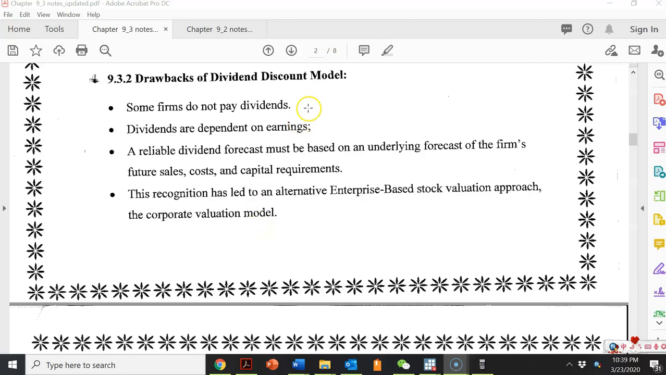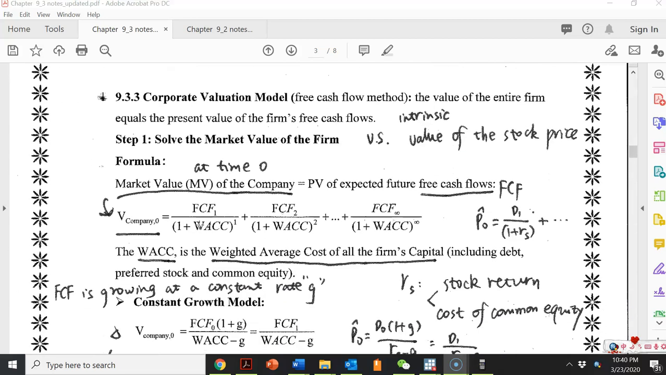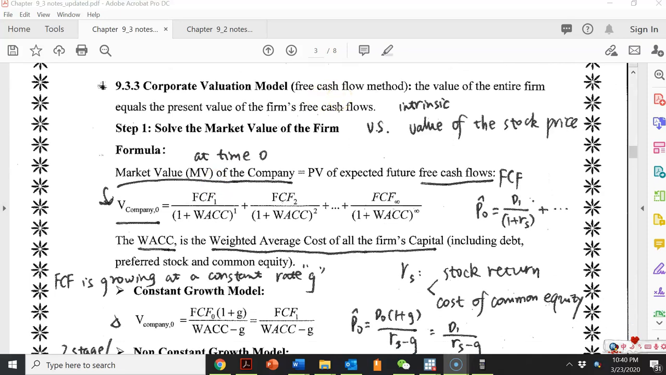For some firms, we cannot use the dividend discount model. Depending on their payout policy, they may not pay out dividends, or they pay out dividends but do not do well in some years, so they don't have dividends to pay out. So we have this alternative approach, the corporate valuation model. We also call it the free cash flow model because we discount the firm's free cash flows to get their present value, and this equals the value of the entire firm.